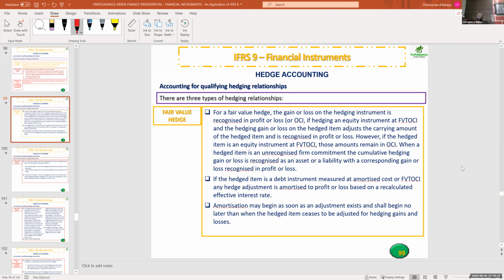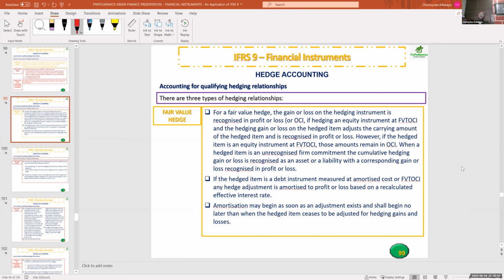Which means whenever you carry out a fair value hedge, the impact of the hedge instrument must go into your profit or loss, because already the impact on the hedged item, which are measured at fair value, already affect profit or loss. The only exception to it is that if what you have hedged is equity investment that was measured at fair value OCI, it then means that the gain or loss on the hedge instrument must also go to OCI in order to avoid mistakes.